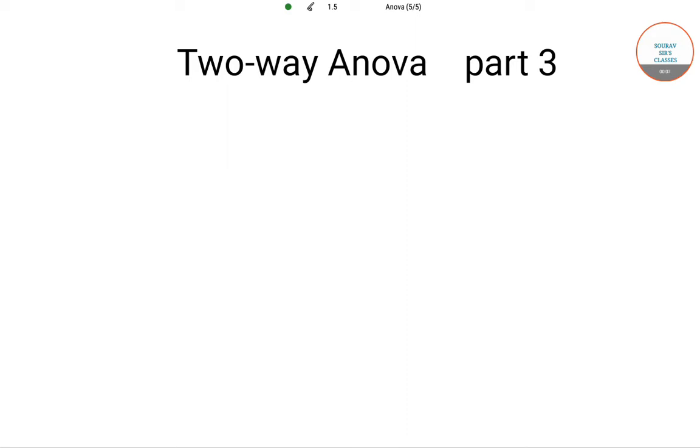Now we will begin this video from where we ended in the previous video. From the previous video we found out that the total sum of squares, that is TSS, is equal to the sum of squares due to factor A, that is SSA, plus the sum of squares due to factor B, or SSB, plus the sum of squares due to error, which is written as SSE.